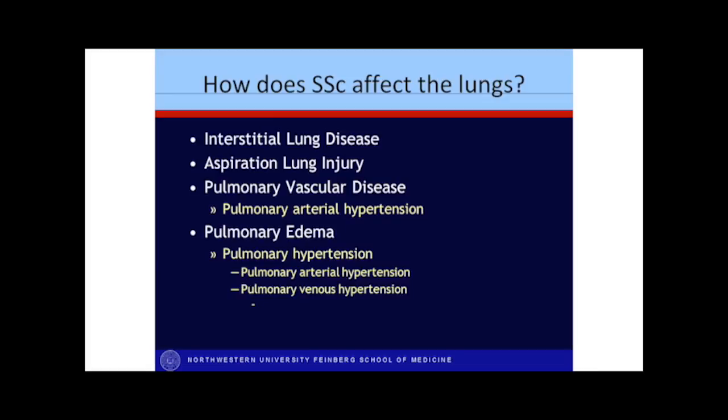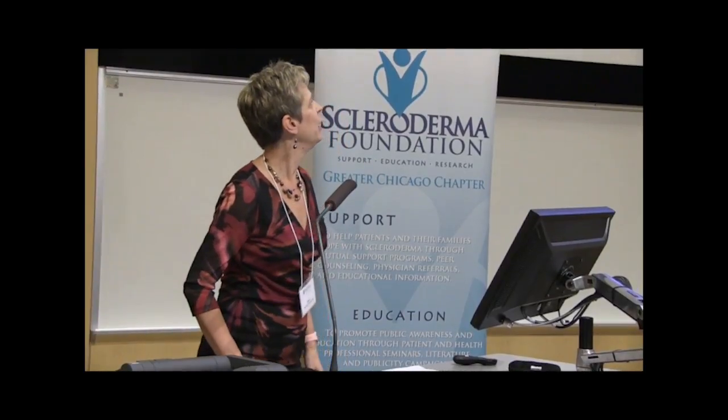We're primarily going to talk about interstitial lung disease. That's the primary means by which the lungs are involved in scleroderma. But we'll also touch on aspiration lung injury, why that happens, and what the implications are. We won't talk about pulmonary vascular disease. If you wanted to listen to that, you should go next door to listen to my colleague Mike Puttica.